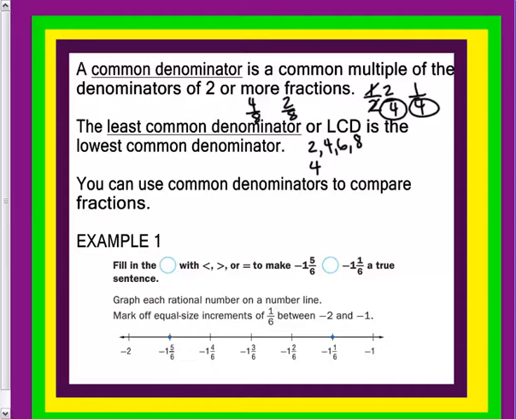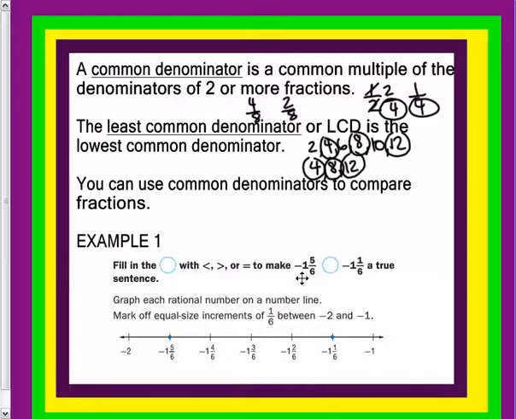So for example, if I find all the multiples of 2, I could go on forever. Same with 4, I could go on forever. The least common one is the 4, but anything that they share would be considered a common denominator. So you can use common denominators to compare them.